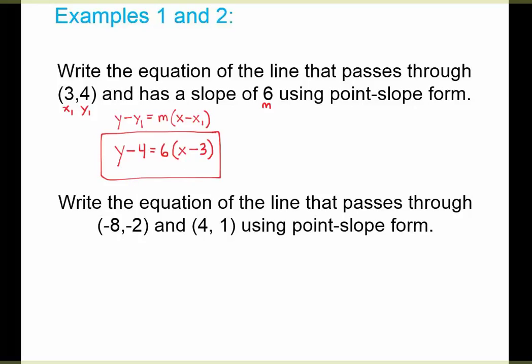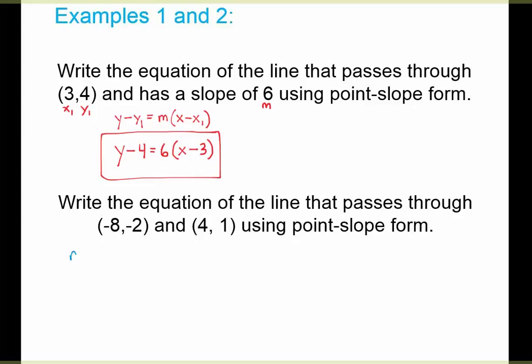All right, down at the bottom it says write the equation of the line that passes through (-8, -2) and (4, 1) using point slope form. Notice this time around, they don't give us the information in the same form. They give us 2 points, but they don't tell us directly exactly what the slope is. Is that going to be a problem? Well, probably not, because you know how to find the slope from 2 points. What would you do? Well, you would use the slope formula.